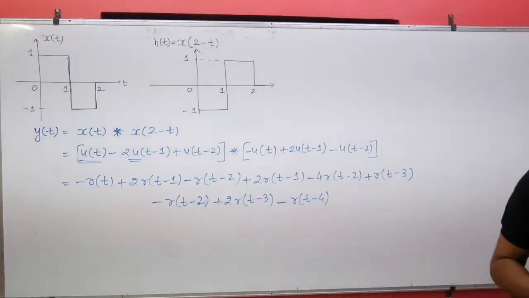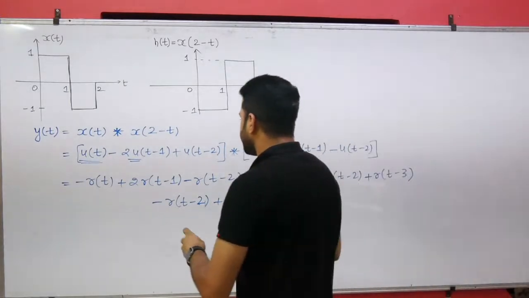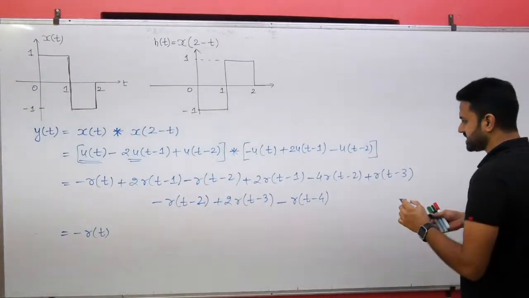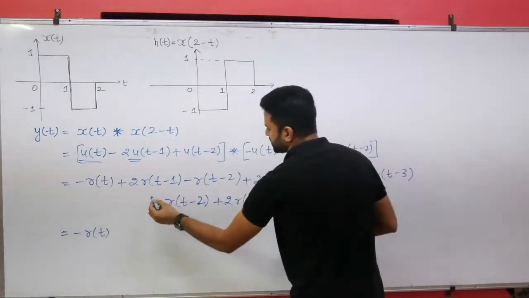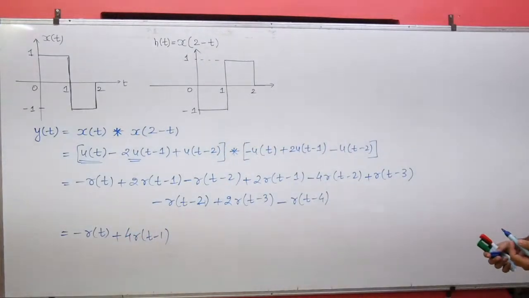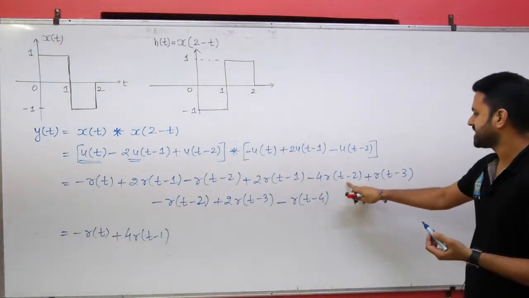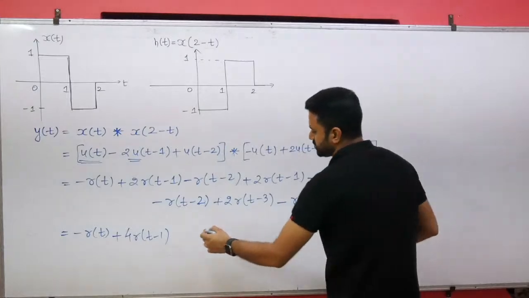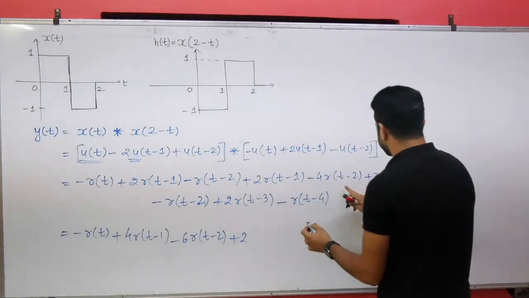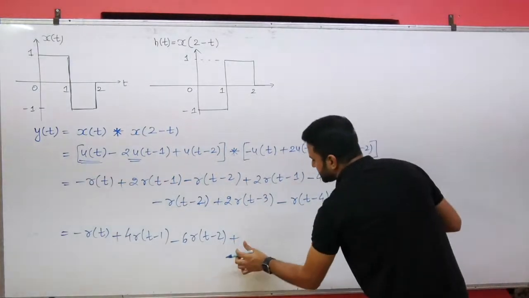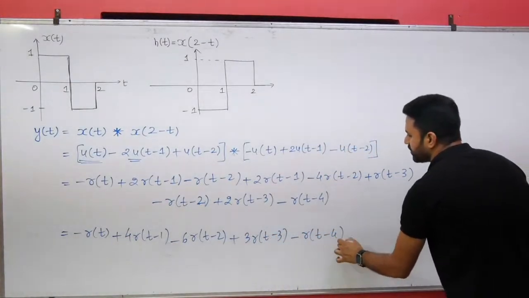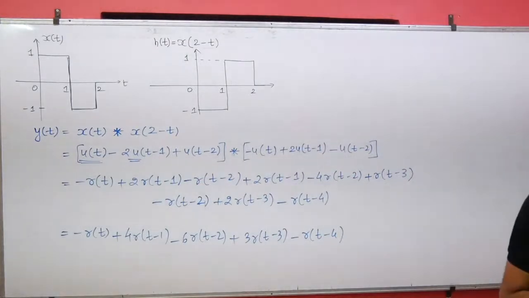Is it clear? So if we write it, minus r(t). And r(t-1) terms, how many terms are there? This is 2r(t-1), this is also 2r(t-1). So we will get 4r(t-1). Then how many terms are there with r(t-2)? This is minus 4r(t-2), this is minus r(t-2), minus r(t-2). So overall minus 6r(t-2), plus 2r, this is plus 2 and this is plus 1. So we will get 3r(t-3) and minus r(t-4). So tell, is this line correct?